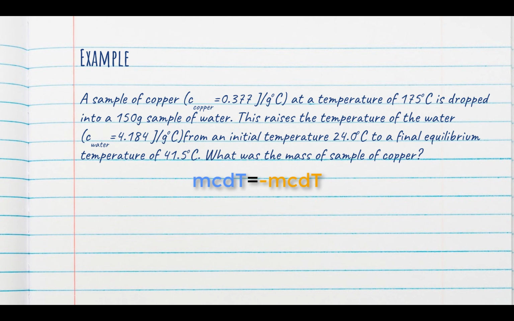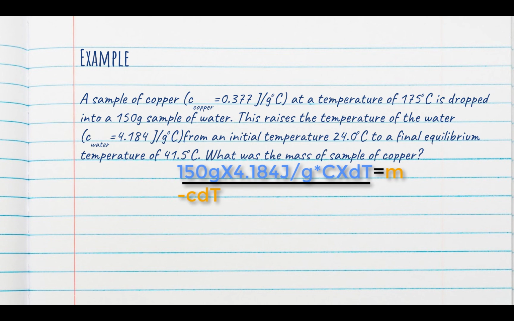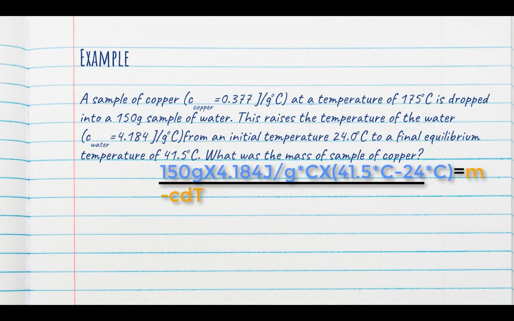Solve for the mass of copper, and you get the mass of water times the specific heat of water times the change in temperature of the water, all over the negative specific heat of copper times the change in temperature of copper. So let's start plugging in numbers. The mass of the water was 150 grams, so plug that in for mass of water. The specific heat of water is always 4.184 joules per gram degree Celsius, so plug that in for C of water. The temperature change of the water is the final minus the initial temperatures, so 41.5 minus 24.